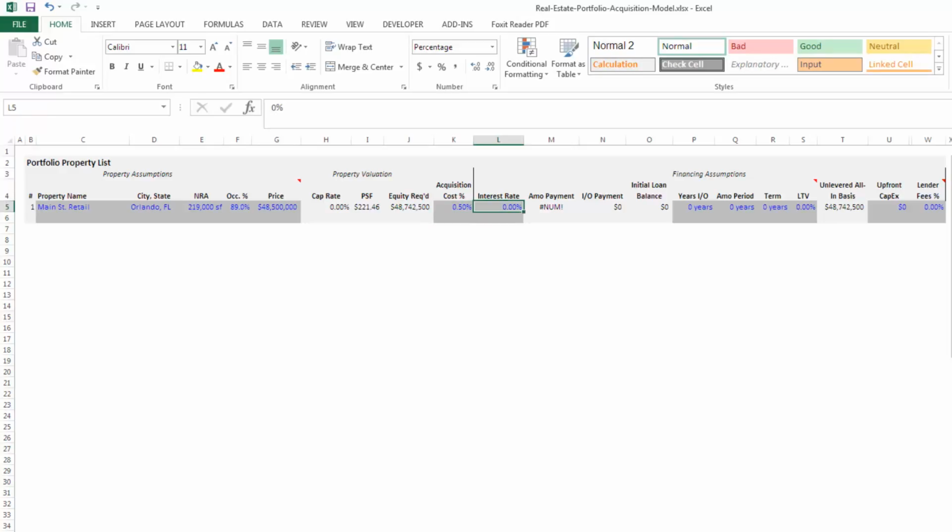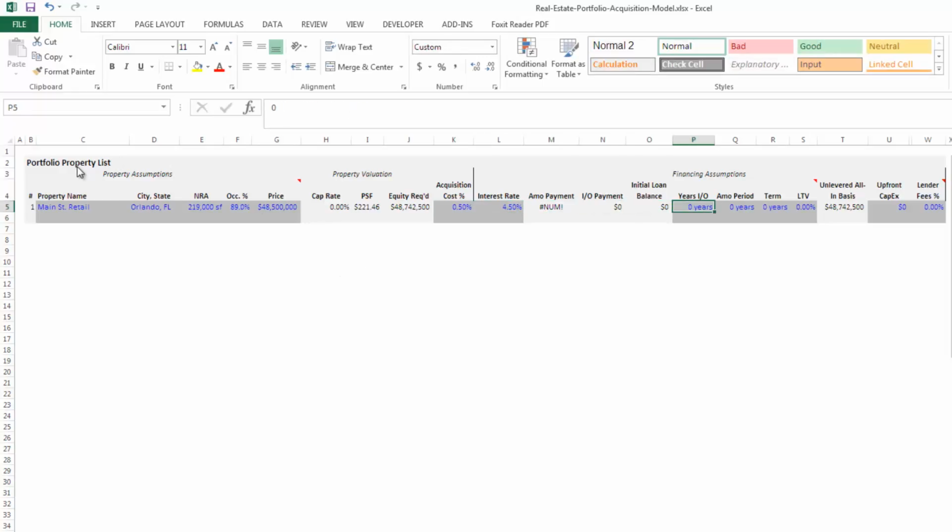We're now going to move into our financing assumptions. So first we have interest rate. There's a couple ways of looking at this. You could either have a loan on each individual property where each property has its own specific terms, or you might have a cross-collateralized, cross-defaulted loan where the loan is covering all of the properties in the portfolio. We're going to assume that it's the latter, and we'll keep the same terms for each of the properties.